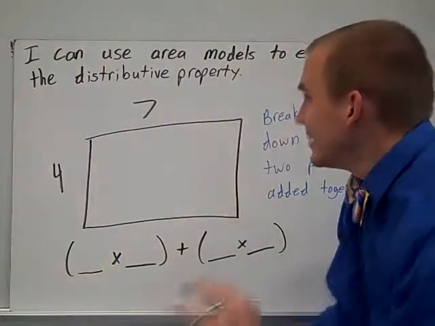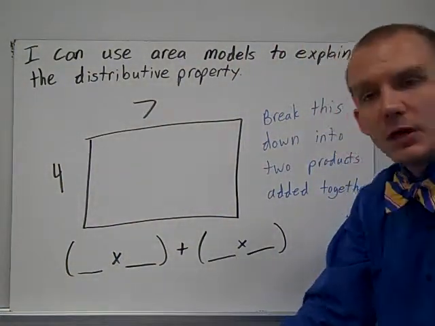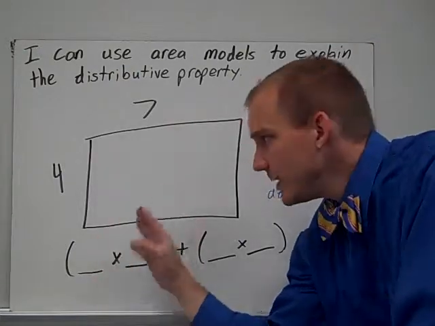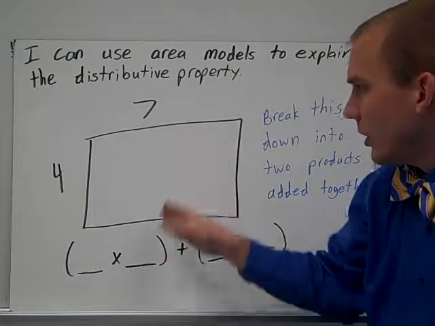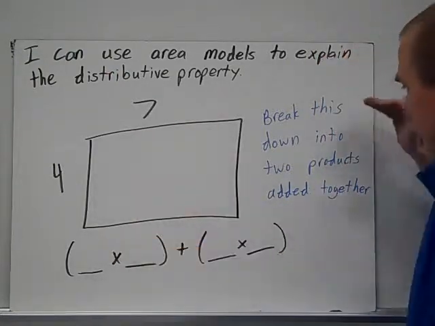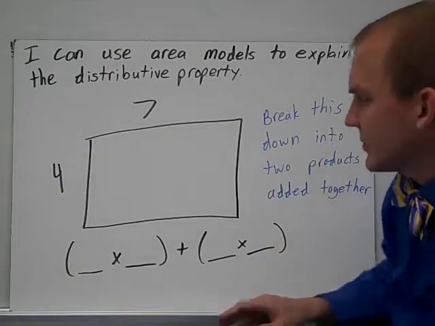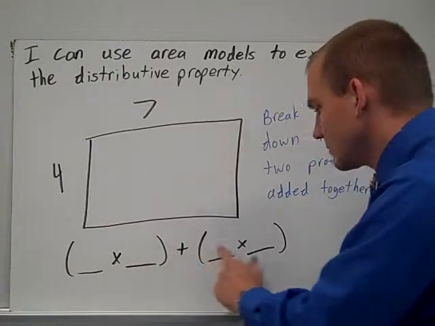I can use area models to explain the distributive property. So here's another rectangle. You may know this fact, 4 times 7. You may know, but I want you to break it apart. Draw a line down somewhere and split it up into 2 partial products. Break this down to 2 products added together. So maybe you can break the 7 apart and then just fill in blanks. What times what plus what times what?